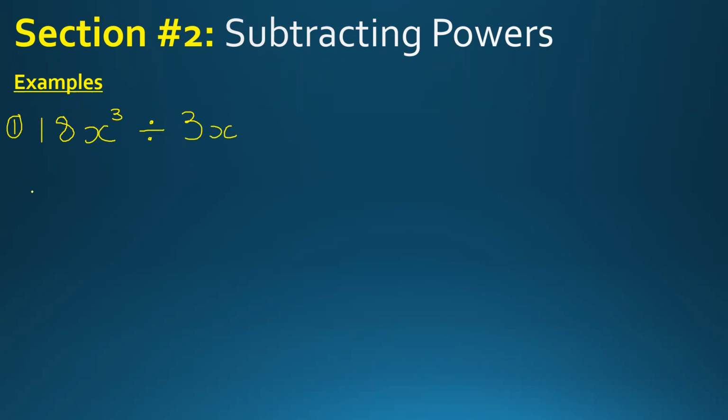Okay, good. So can someone help me with this question? How do you think we're going to be able to do this one? Anyone can try. We have 18x to the power of 3 divided by 3x. 18 divided by 3? Very good. So we want to group it first, right? So we're going to do 18 divided by 3.